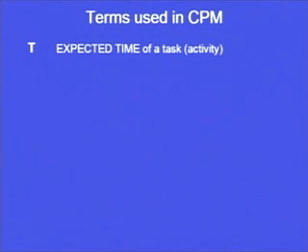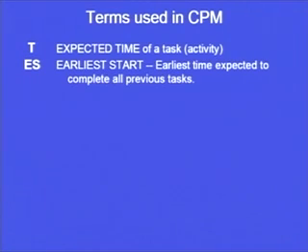Now T is the expected time of a task or activity, which is the time required for the completion of a particular activity. Then we have earliest start. So earliest start is the earliest time expected to complete all previous tasks. Now here you can understand when an activity can start at its earliest. An activity will start at its earliest when all its predecessor activities have been completed.